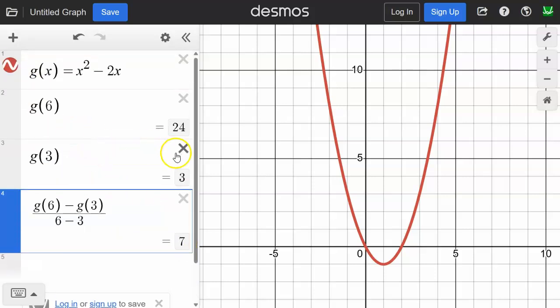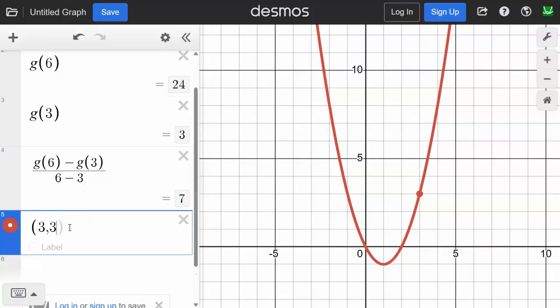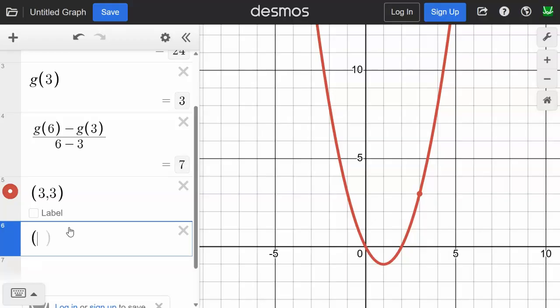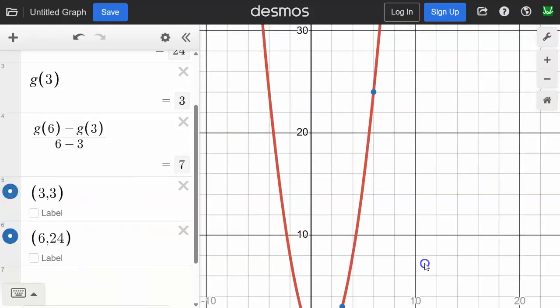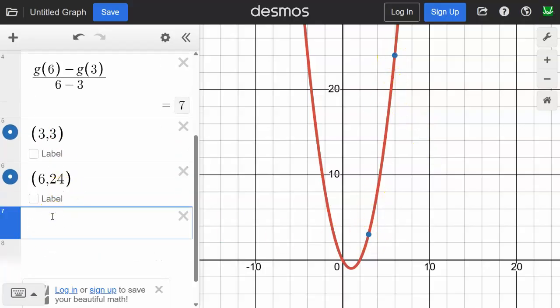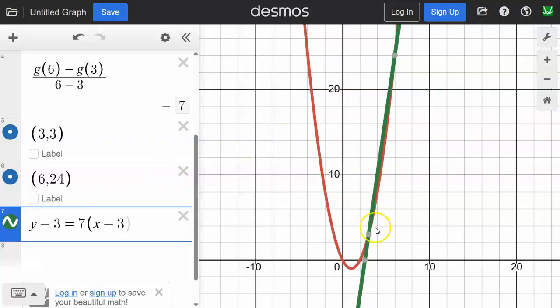And let's just graph these 2 points. So we have 3, 3, and we have 6, 24, parentheses, right? And we can zoom out. Let's make these both the same color. And we can see those are the 2 points. And I'm trying to find the equation of the line that goes through them. So I used the slope, and I used 3 and 3, and you'll see that this line indeed does go through those 2 points. So we did find the secant line that goes through those 2 coordinates, right?